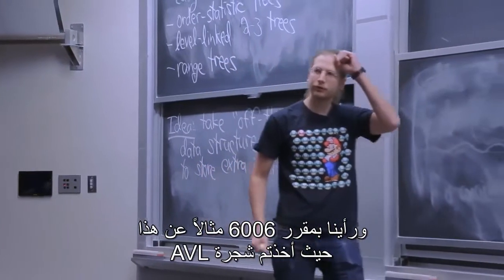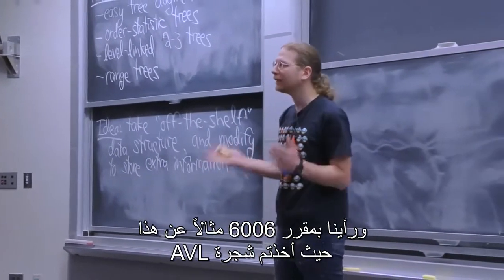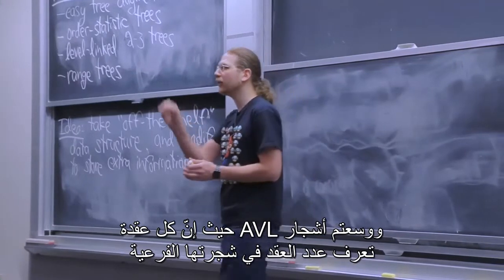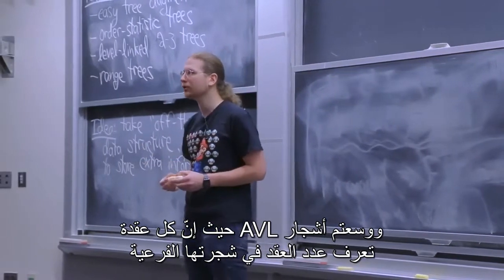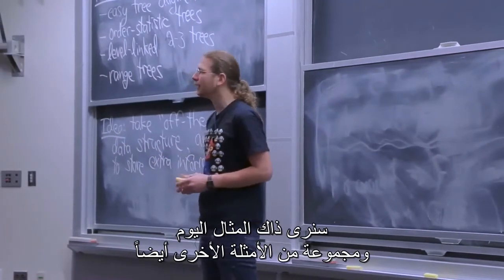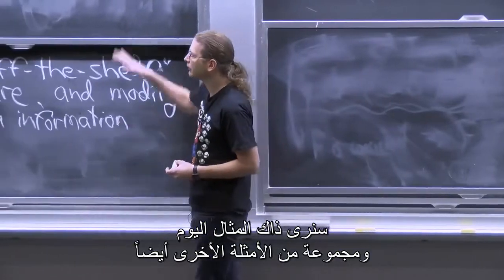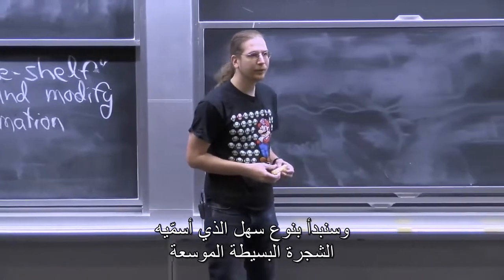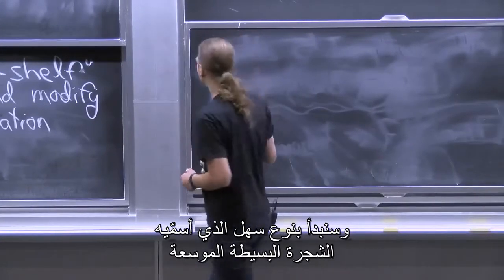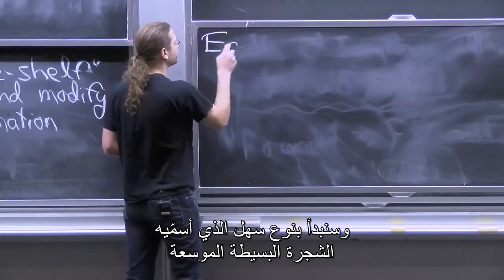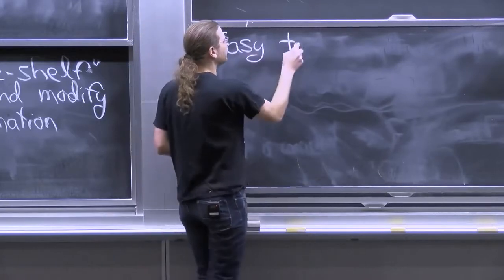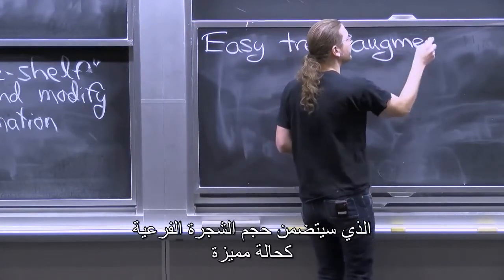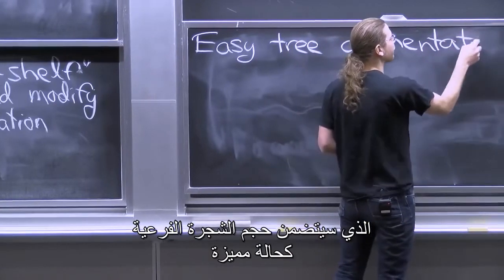And in 006, you've seen an example of this where you took AVL trees and augmented them so that every node knew the number of nodes in that rooted subtree. Today we're going to see that example, but also a bunch of other examples, different types of augmentation you could do. And we'll start out with a very simple one, which I call easy tree augmentation, which will include subtree size as a special case.